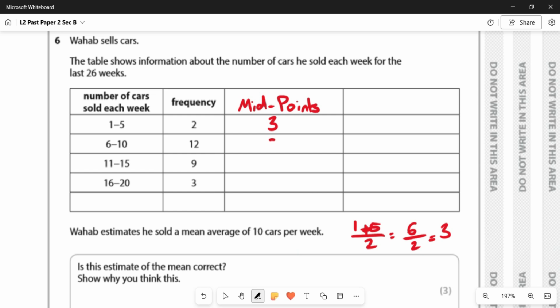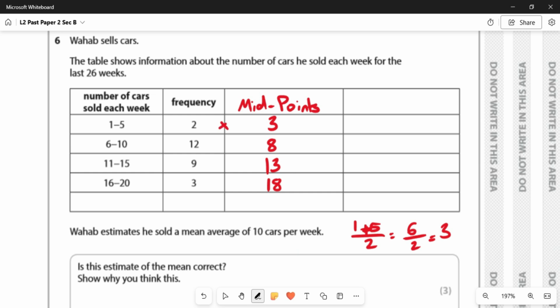16, half of 16 is 8. Half of 26 is 13. Half of 36 is 18. If you can't do it in your head, you can use your calculator, just add them together and halve it. Okay, so these are the midpoints.